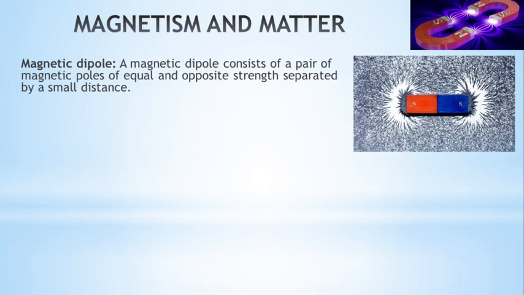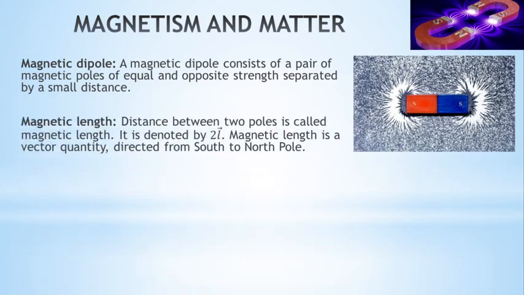The strength of the two poles is equal. You already know that. The small magnet which has two poles of equal strength is known as a magnetic dipole. Magnetic dipole is nothing but a tiny magnet having two poles, and those two poles are separated by some distance. The distance between the two poles is called magnetic length, and that magnetic length is denoted by 2L.